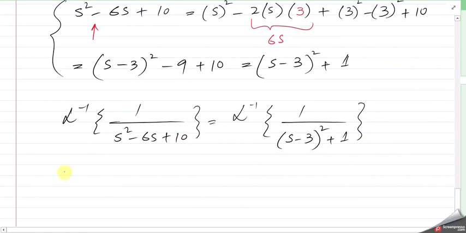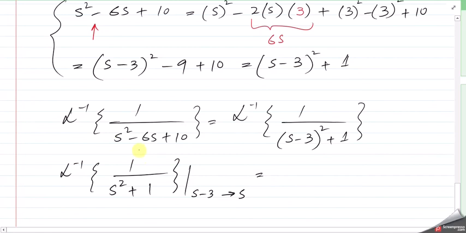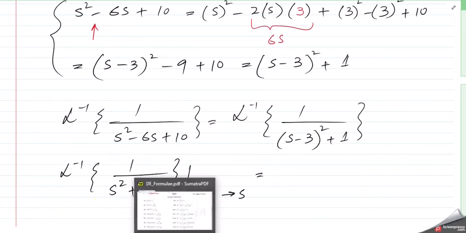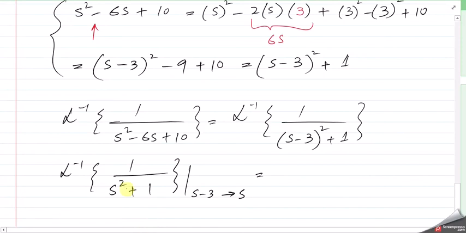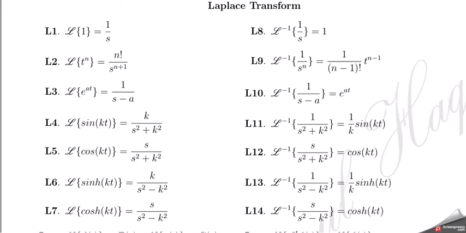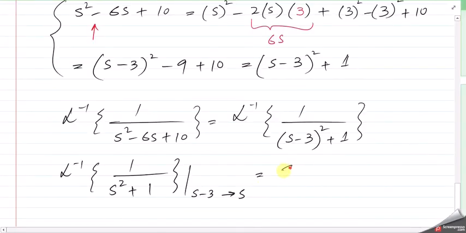Now we can do the replacement step. Now we can see it is in the form of s minus 3. Now we can say s square plus 1, where s minus 3 goes to s. This part of the formula we have in the formula sheet: Laplace inverse of 1 over s square plus 1. We have it here, 1 over s square plus k square with k equals 1. So we can write sine of t, and this part will give e power 3t. So that is our answer then.